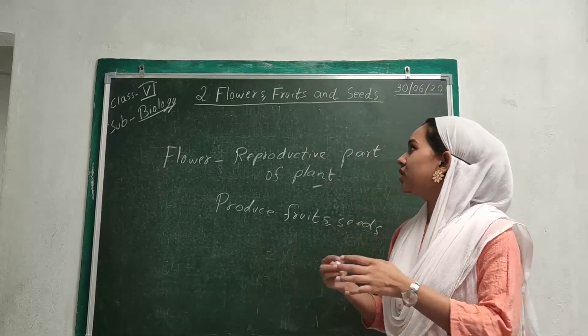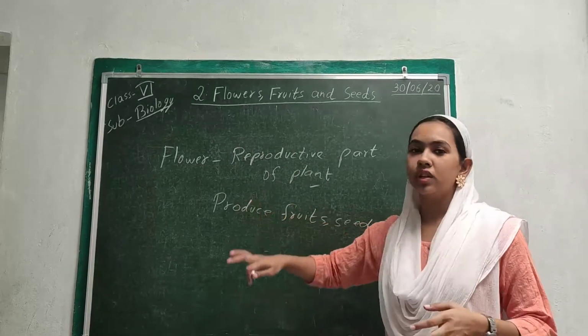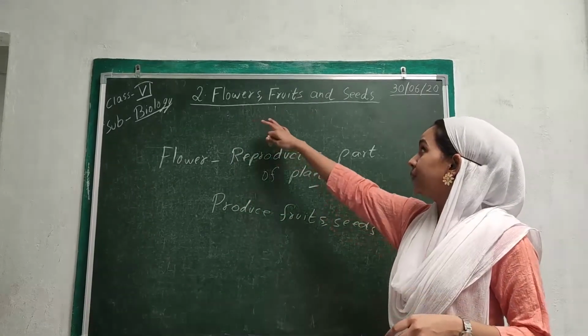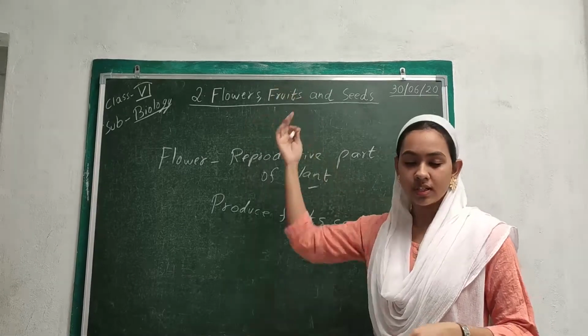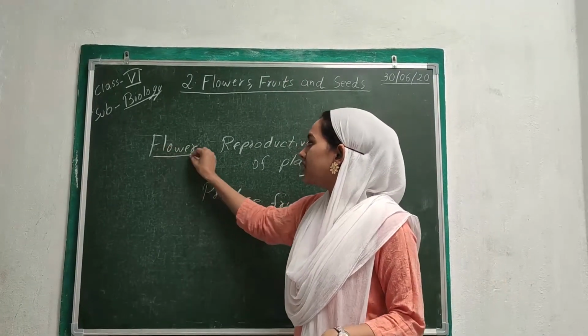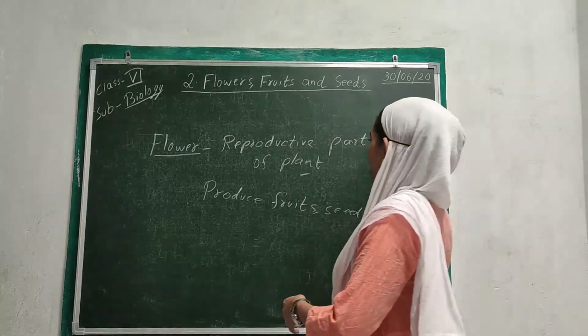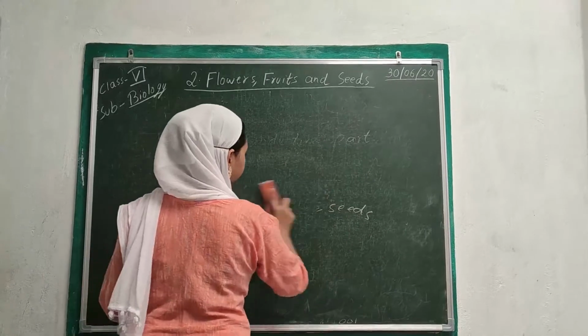So in this chapter, we are going to learn about the basic structure of a flower. Then we are going to learn how this flower makes fruits and seeds. Firstly, we have to know what a flower is and what its basic parts are. So let us start with the parts of a flower.